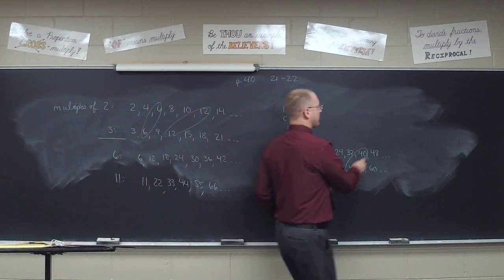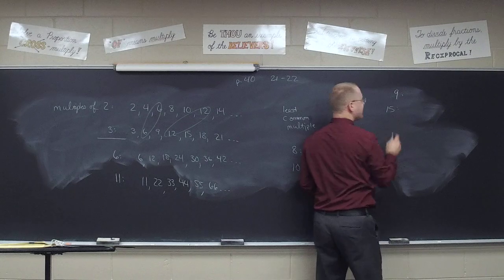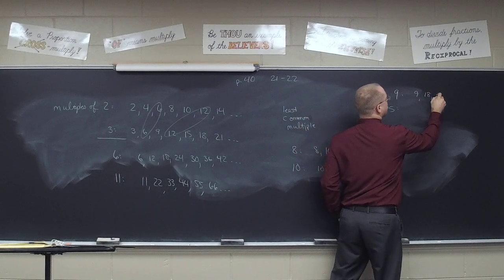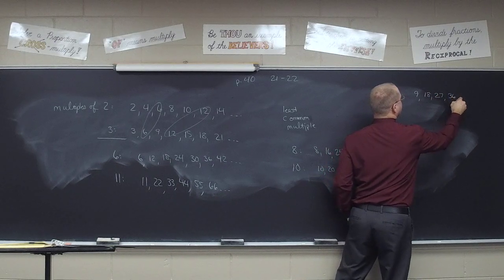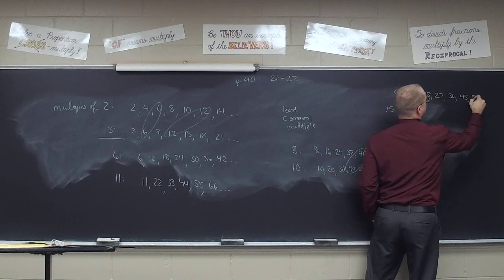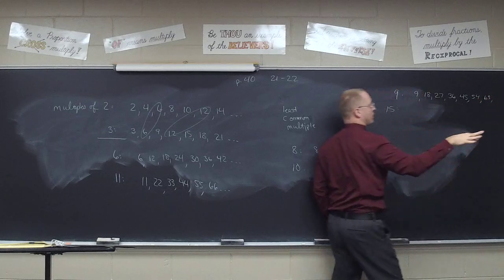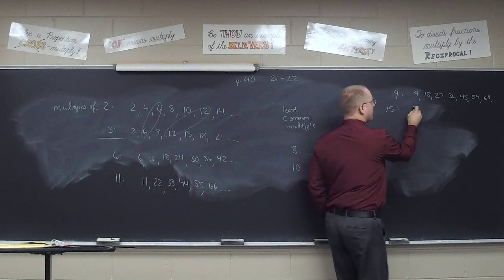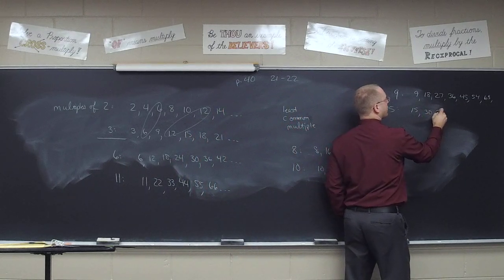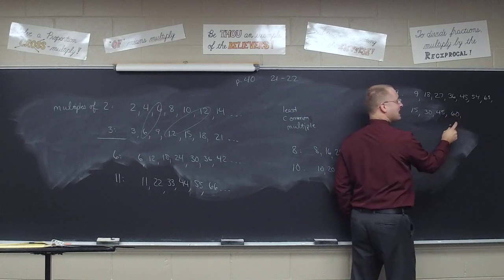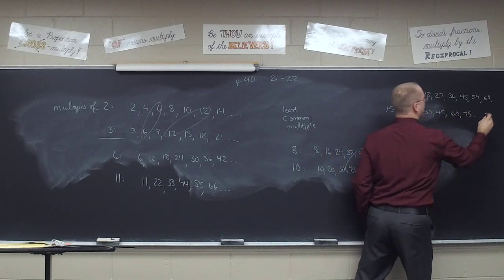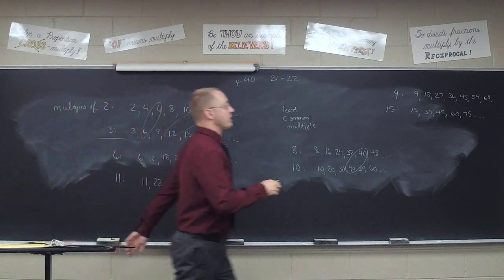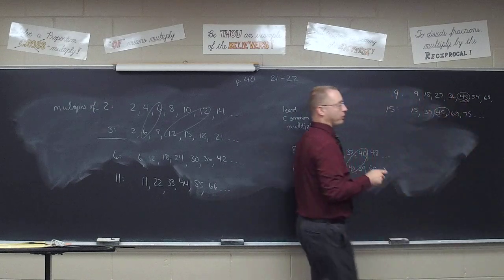What if we wanted the numbers 9 and 15? 9's not too bad, right? We memorized our 9 times table. Say them with me, class. 9, 18, 27, 36, 45, 54, 63, and so on and so forth. How about 15? Now picture a clock, right? 15, 30, 45, 60, 75, good, and so on and so forth. Did you see the least common multiple of these two numbers, Ben? 45. 45 is that least common multiple in that case.